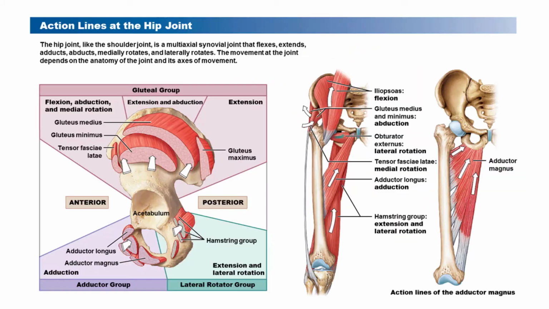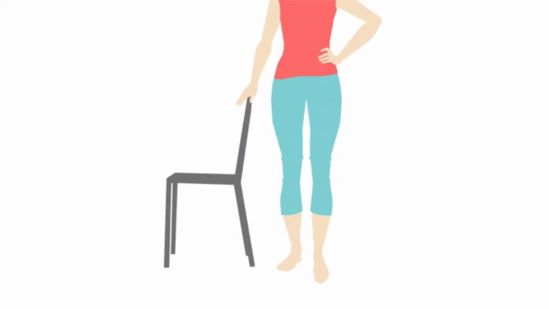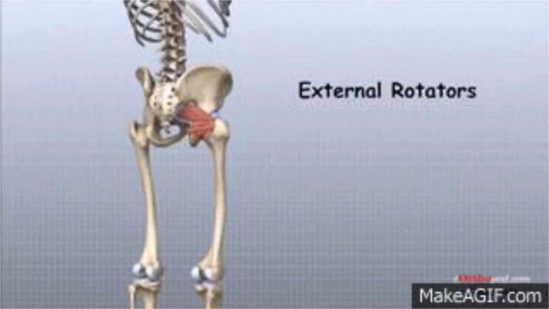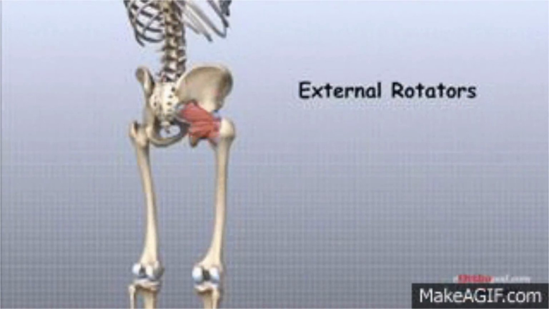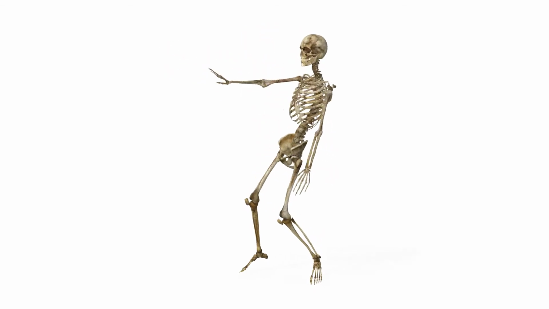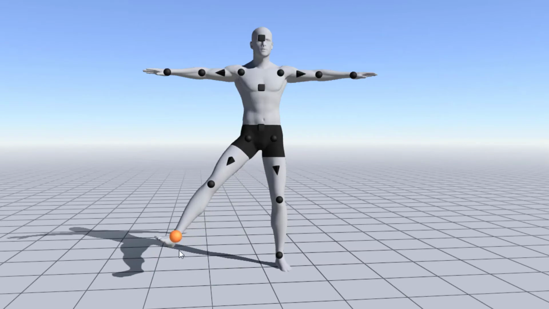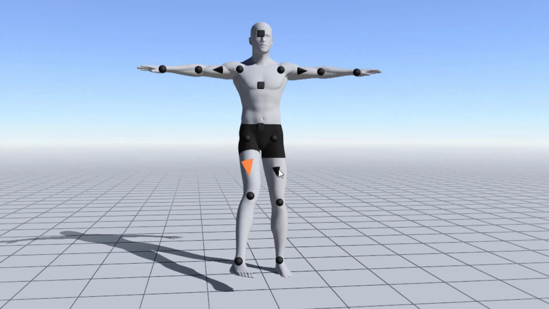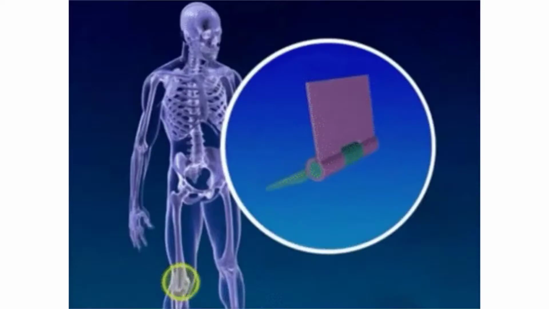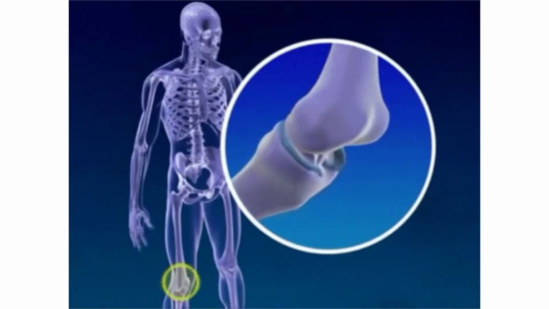The third factor affecting appendicular muscular function is the action lines existing at the hip joint. These actions include flexion and extension, abduction and adduction, medial rotation, and lateral rotation. The hip joint, like the shoulder joint, is a multi-axial synovial joint that flexes, extends, adducts, abducts, medially rotates, and laterally rotates. The movement at the joint depends on the anatomy of the joint and its axes of movement.